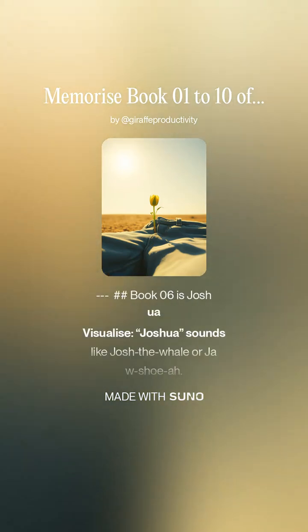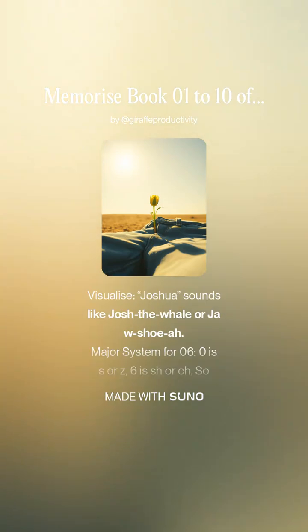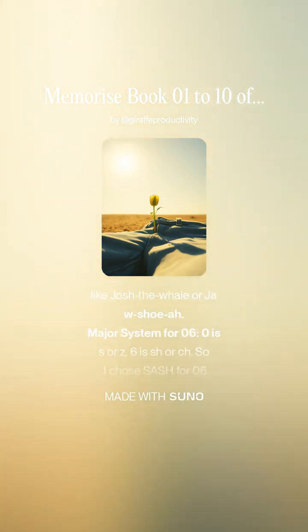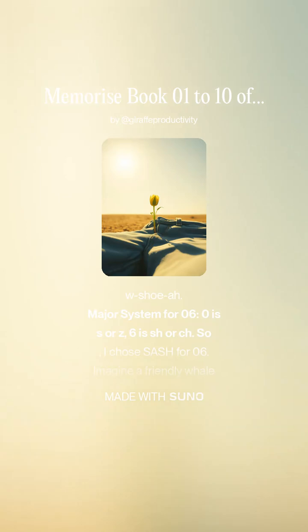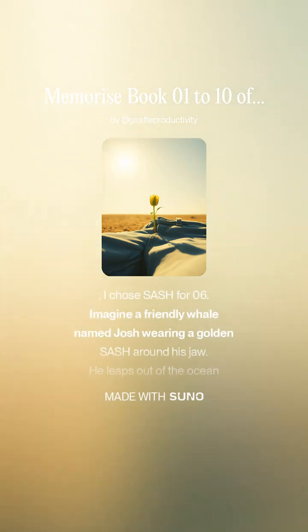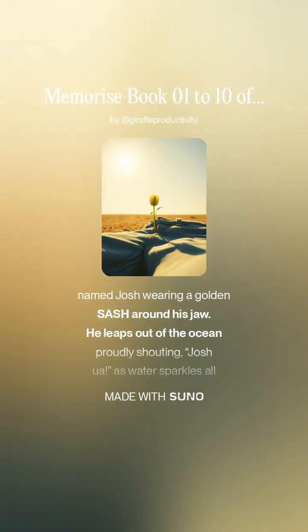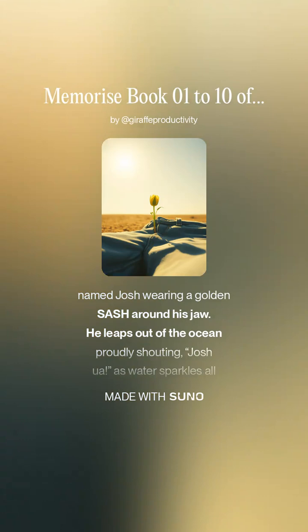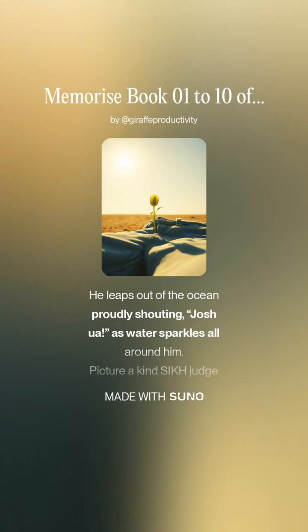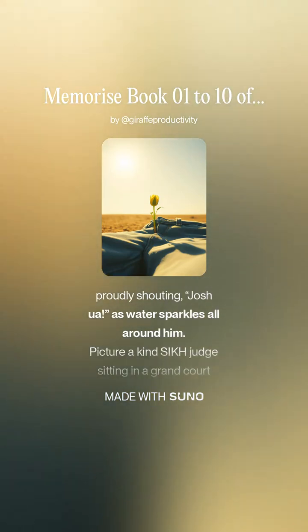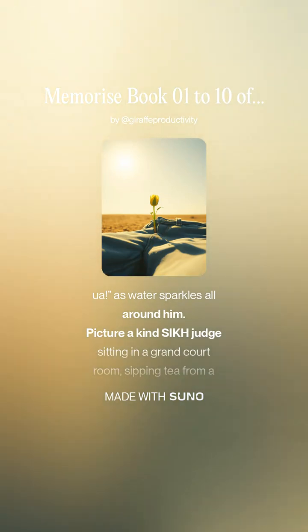06 is Joshua. Joshua sounds like Josh the whale. Major system for 06: 0 is S or Z, 6 is SH, J or CH, so I chose sash for 06. Imagine a friendly whale named Josh wearing a golden sash around his jaw. He leaps out of the ocean proudly shouting Joshua, as water sparkles all around him.